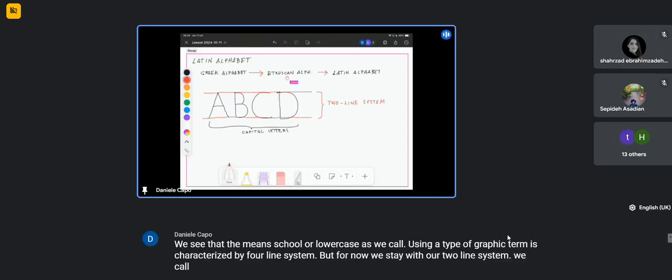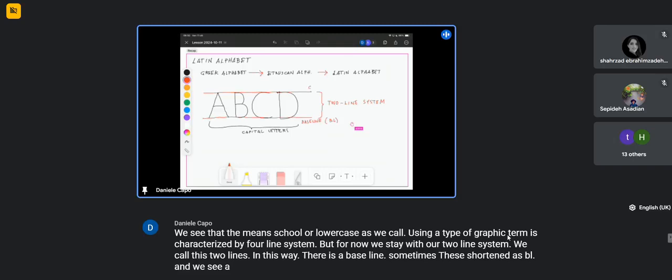We call these two lines in this way. There is a base line, sometimes shortened as BL, and we see a capital line, or cap.